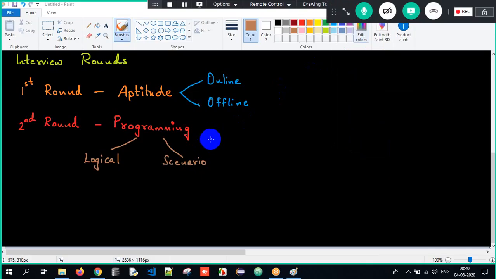If programming is not the second round, then what will be the second round, sir? The second round will be the GD round. What is GD? Group discussion. Again over here, why do they conduct a GD round?